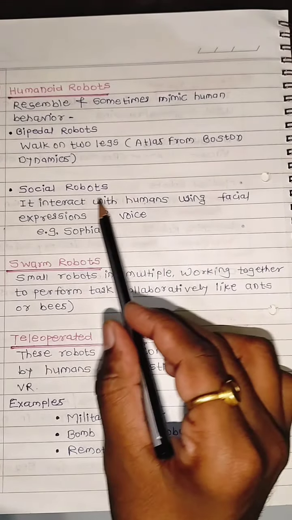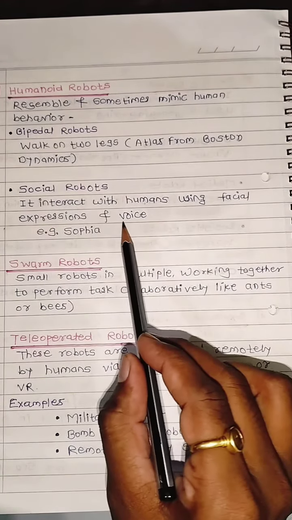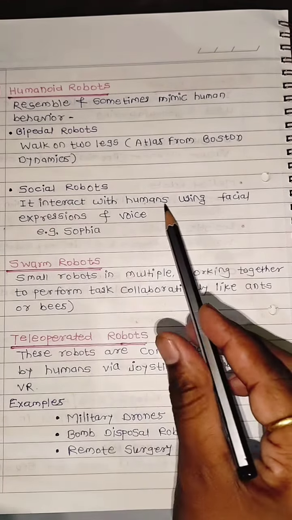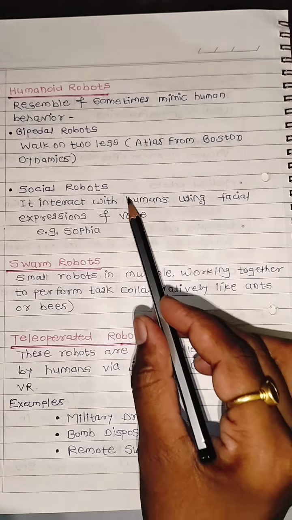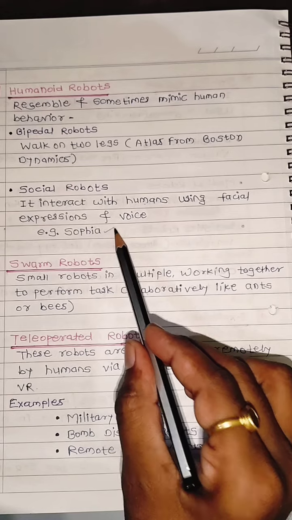The next one is social robots. These social robots interact with humans using facial expressions and voice. Facial expression and voice synthesis can be done using these social robots. And an example is Sophia. Sophia is an example of a social robot.